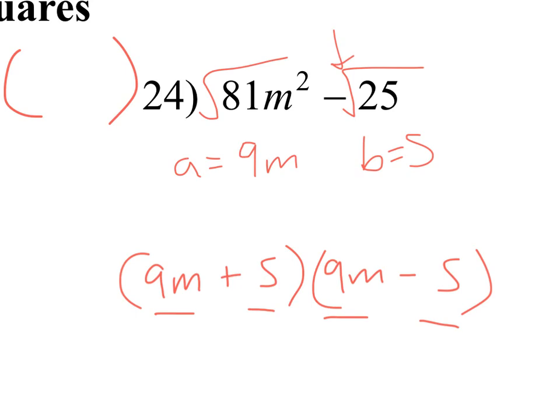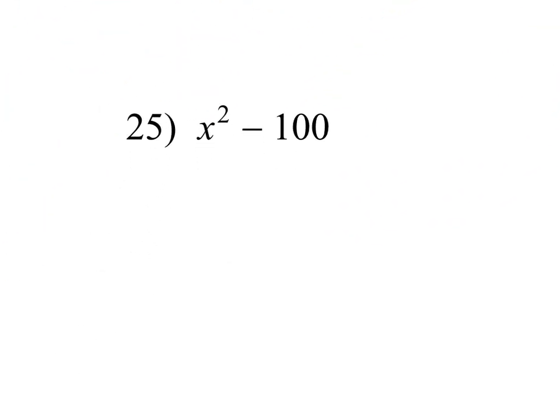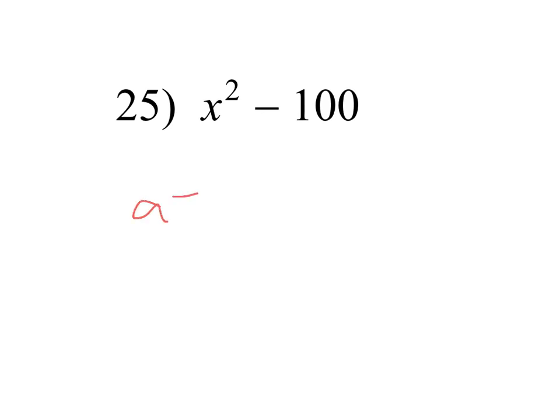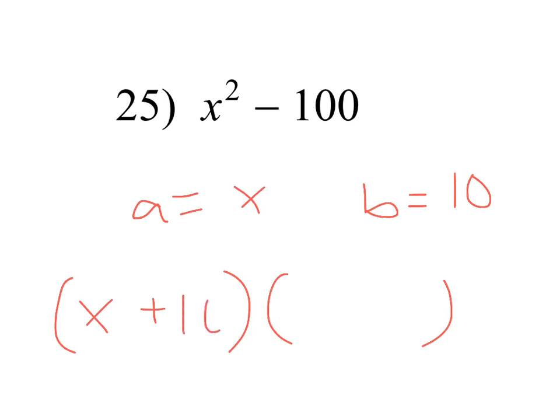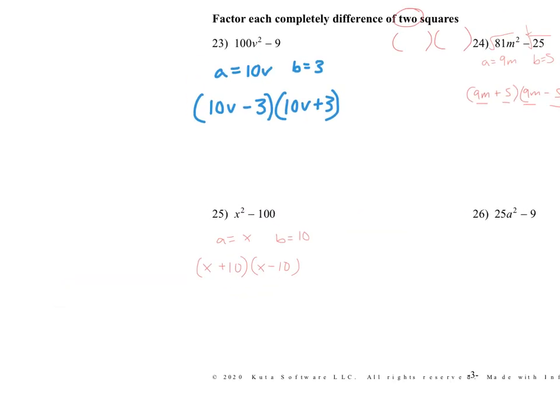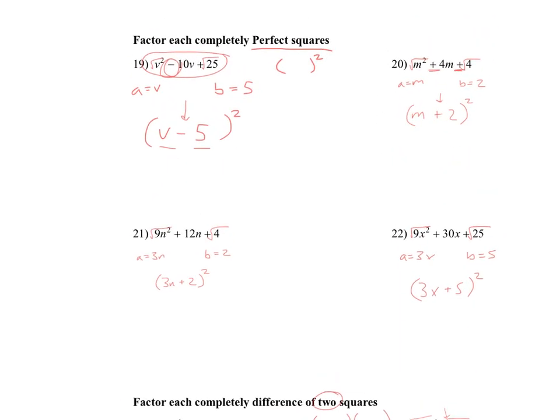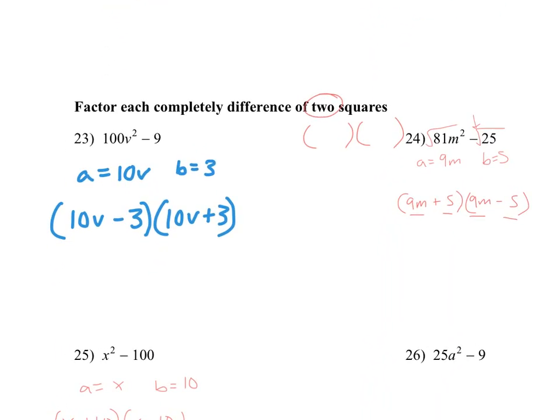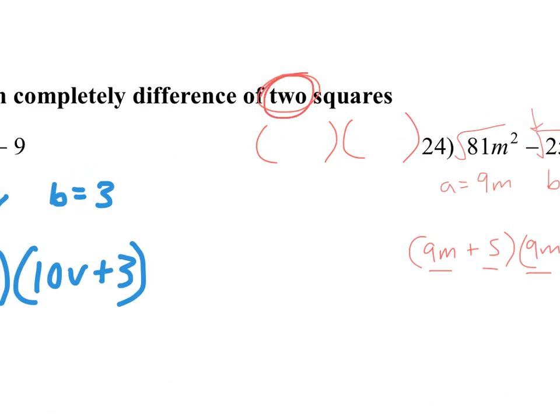Ready for 25? So what's our A? X. And what's our B? So what's our answer going to be? X plus 10 and X minus 10. We don't need the squared. No, the only one that gets squared is the perfect squares. So for this one, we're not putting the squared on it, it's just going to be 2 parentheses. So when you see this 2, just think 2 parentheses.